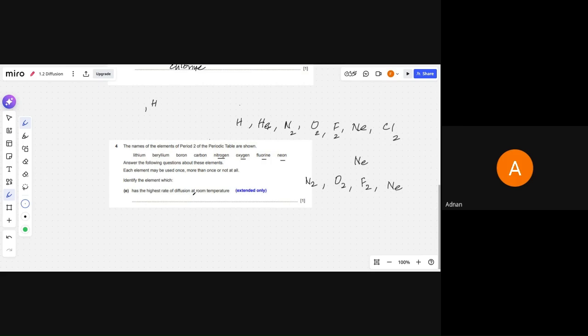So the highest rate of diffusion is for the lightest gas, and that is neon. And it asks to identify which element, so you write neon, right? So this is the answer. This is the type of question that appears on the exam.